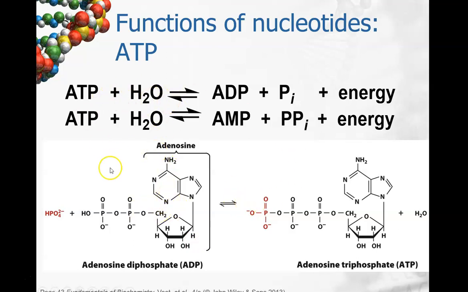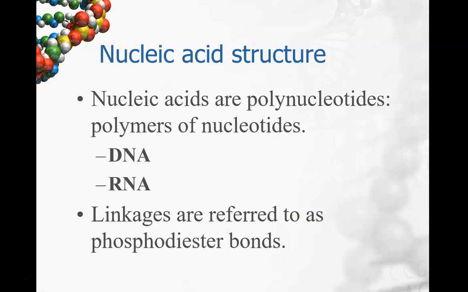But ATP can be hydrolyzed to ADP. So if we hydrolyze one of these phosphoanhydride bonds, we release an inorganic phosphate. So we're just abbreviating inorganic phosphate, but that's its chemical structure down here in red. Or we could hydrolyze this phosphoanhydride bond right here, in which case our products would be AMP and a pyrophosphate. So those are just nucleotides that have their own cellular roles.